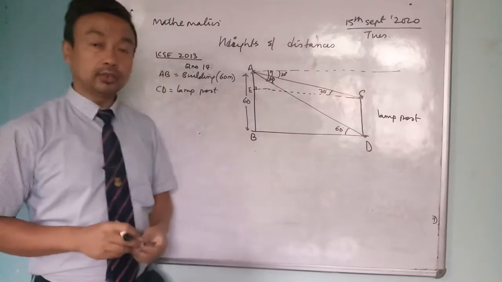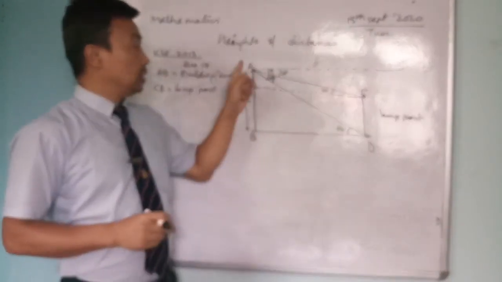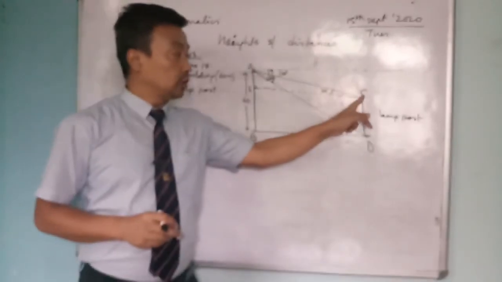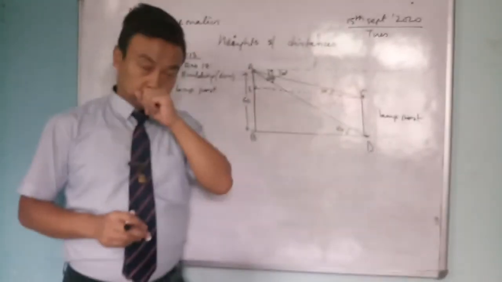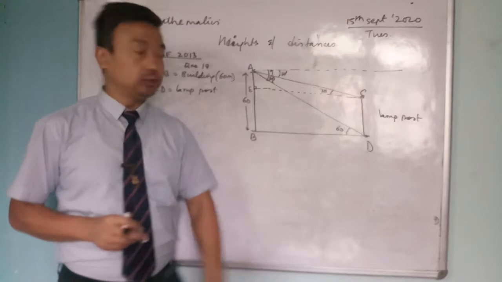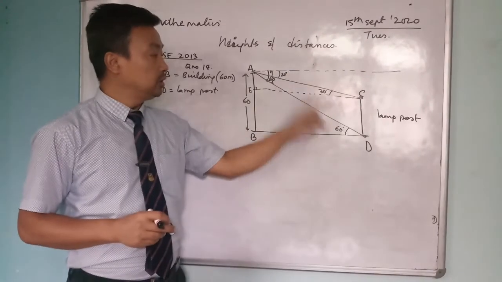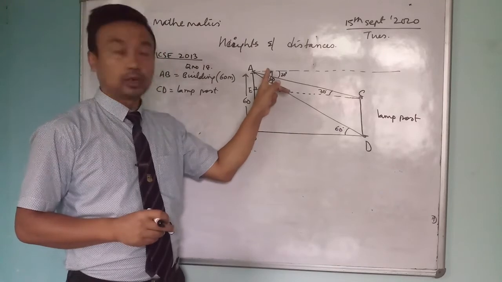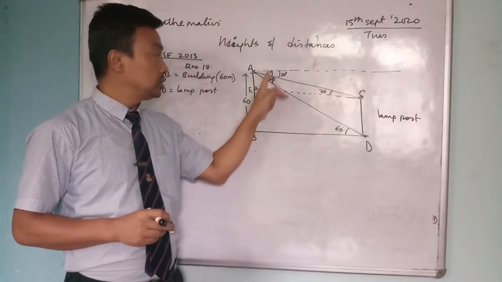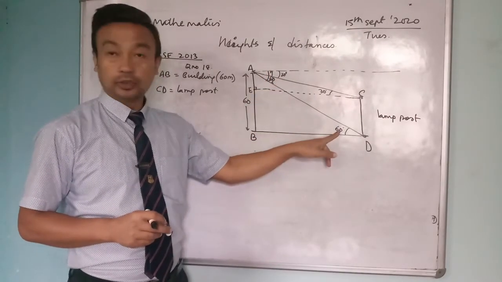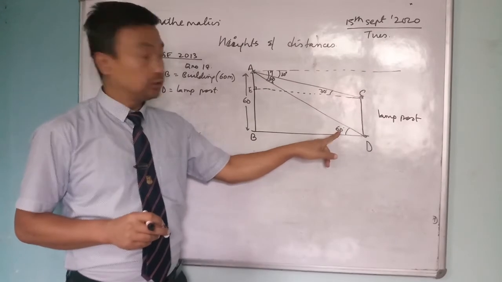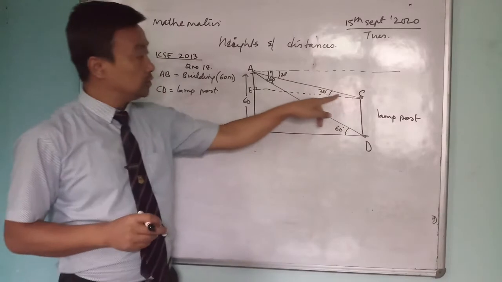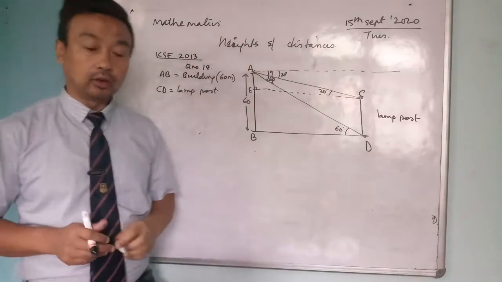That is how it is translated into a diagram. From the top of the building, you are observing the top and the bottom of a lamp post. The angle of depression you make at the top is 30 degree and at the bottom is 60 degree. 60 is from this horizontal line to this line, so this 60 will be equal to 60 here. Alternate interior angles. This 30 will be equal to this, because since there is no parallel line, you draw one horizontal line.